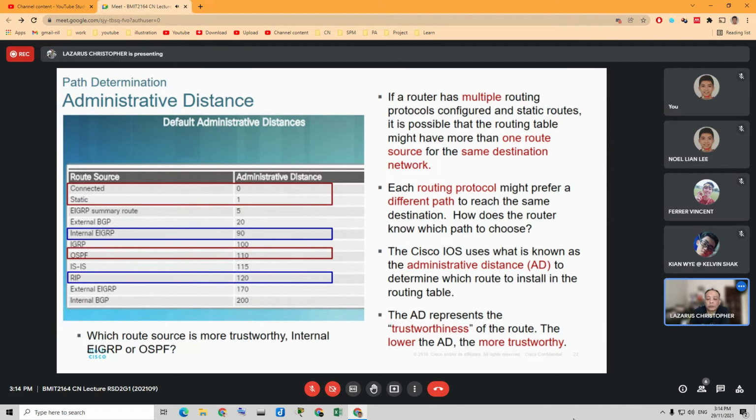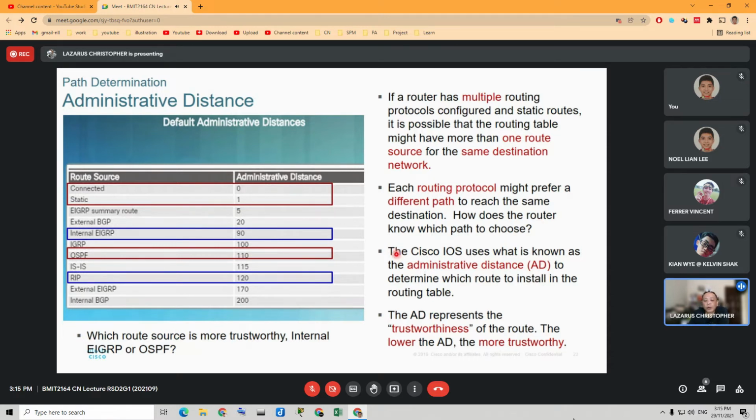If a router has multiple routing protocols configured and static routes, static routes meaning you entered them yourself, it is possible that the routing table may have more than one route source for the same destination network. Each routing protocol might prefer a different path to reach the same destination. How does the router know which path to choose? It's a situation where you have more than one protocol, and you enable all of them. What happens?